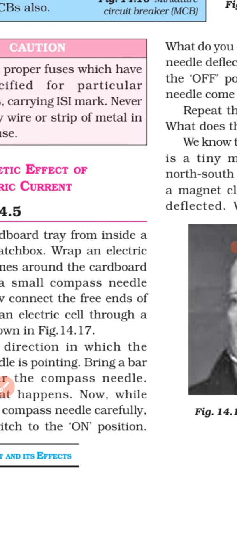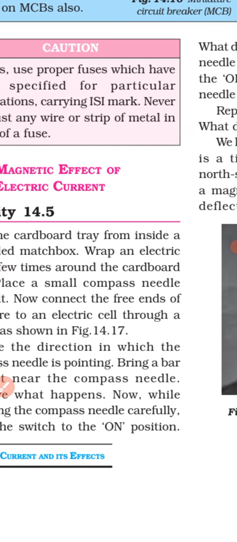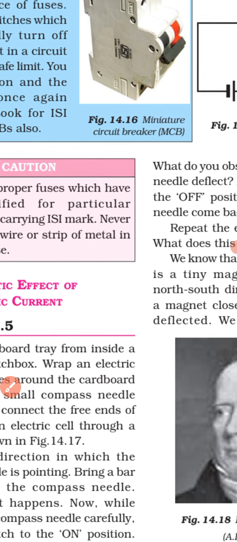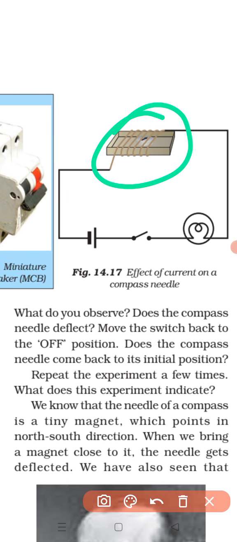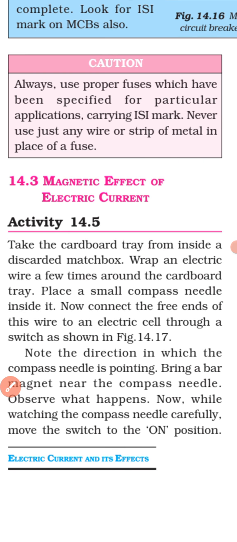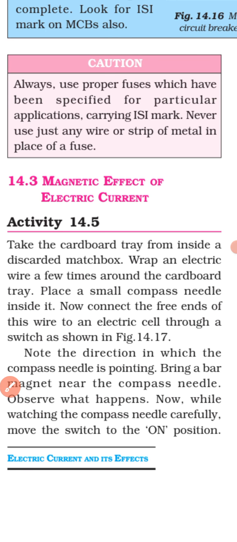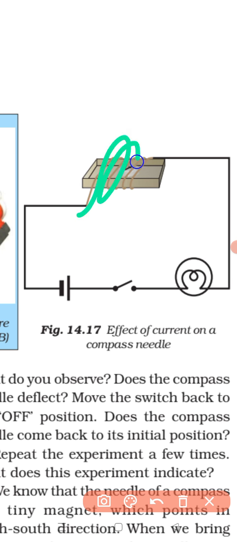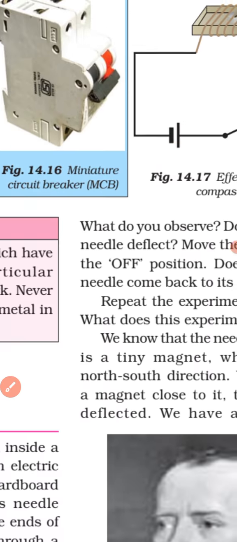All of you can take out page number 167 of your book. We'll start with activity 14.5. In this activity you have to take a matchbox tray, where the matchsticks are kept. Take the cardboard tray from inside a discarded matchbox, and wrap an electric wire a few times around the cardboard tray.